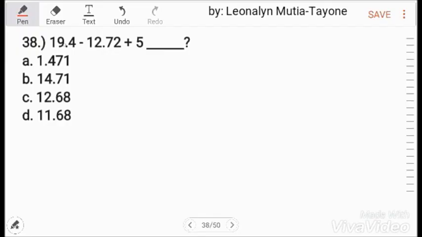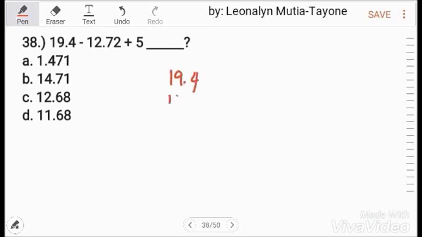Number 38. 19.4 minus 12.72 plus 5. So, according sa PEMDAS rule, step number 4, kung alin ang mauna, addition or subtraction, yun ang unahin natin. So, dito sa equation na ito, nauna ang subtraction. So, we will do subtraction first.